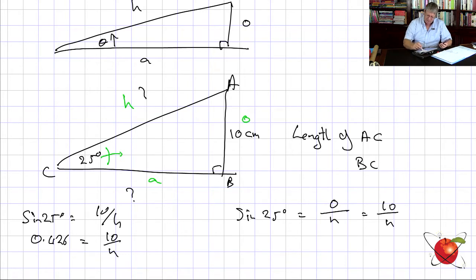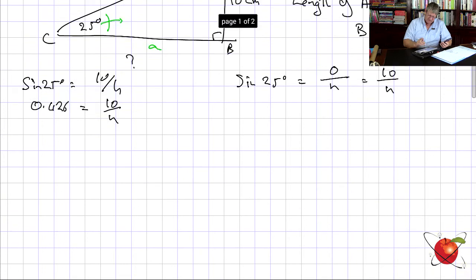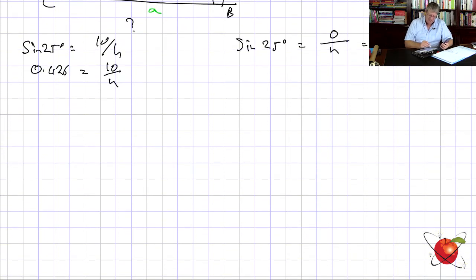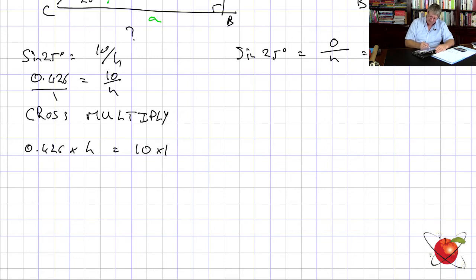0.4226 equals 10 over h. What do I do next? I make a new page and I slide this one down a little bit. Now, how do I solve for h? Cross multiply. The bulk of all these are cross multiply. Virtually every one of them is cross multiplication. So I say 0.4226 times h must be, because that's over 1, 10 times 1. Therefore, now I must divide by 0.4226, and we end up with h equal to 10 over that, 23.66.